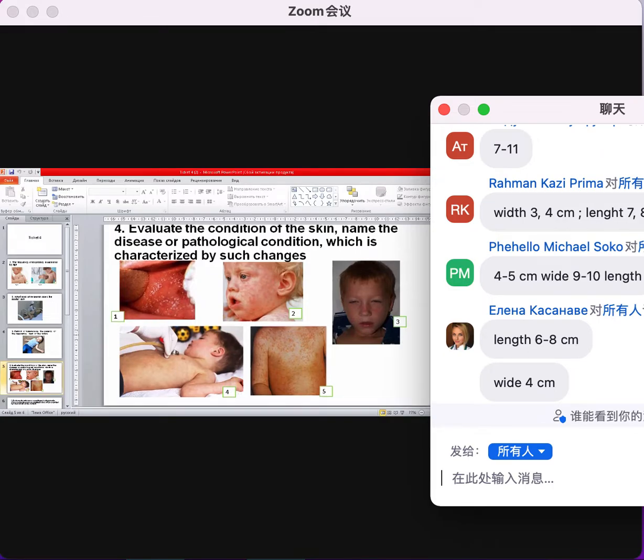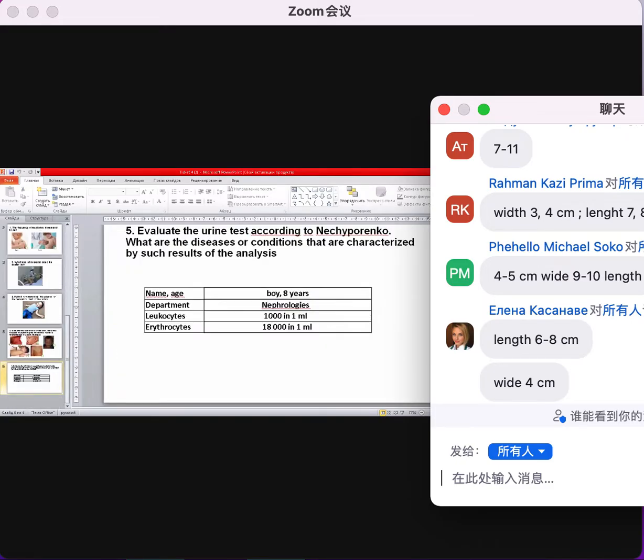So tell me please the features of the skin rash in measles. Yes, it has a appearance on the 4th day after the fever. Yes, and the fever. Yes. For 3 days. For the first day, it is from the scalp. Yeah, for 3 days. Yes, okay.